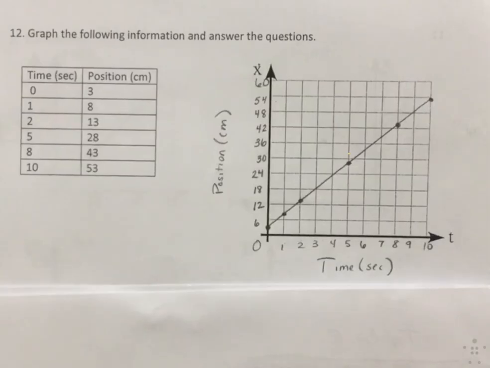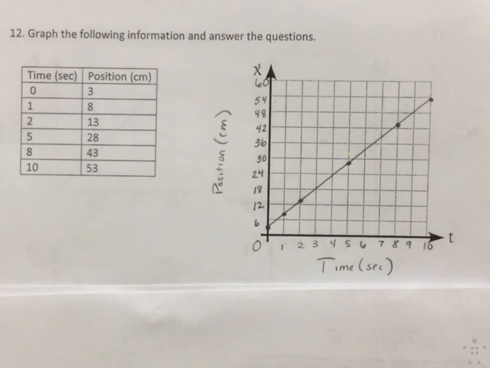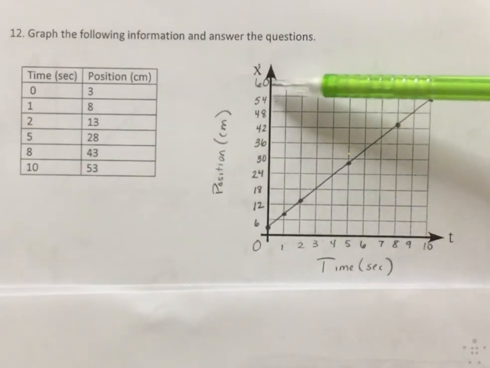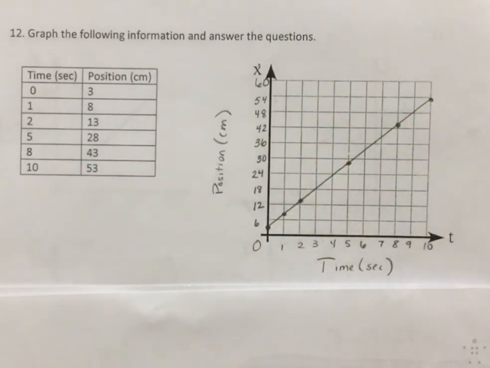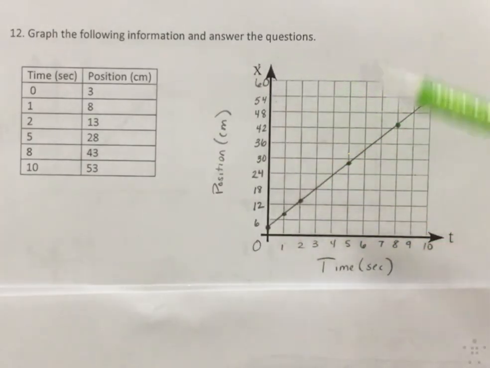For number 12, this is the best graph that you could have made, okay? So I know that I need to get to at least 53. If I round that up, I'm going to go to 60. And so if 60 is my top number, I have 10 lines. I took 60 divided by 10. That tells me I need to go by 6s, so that's what I did along this side.